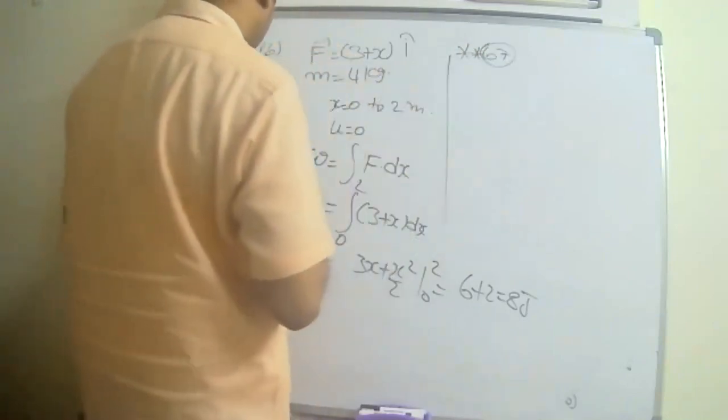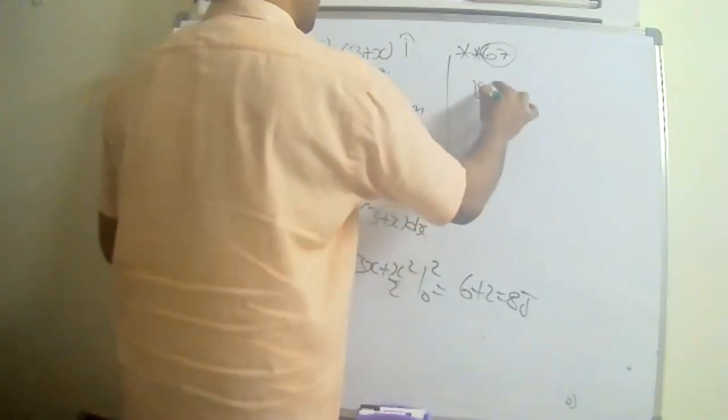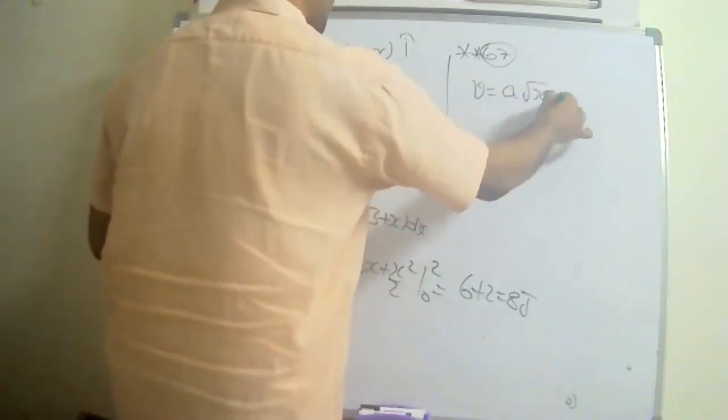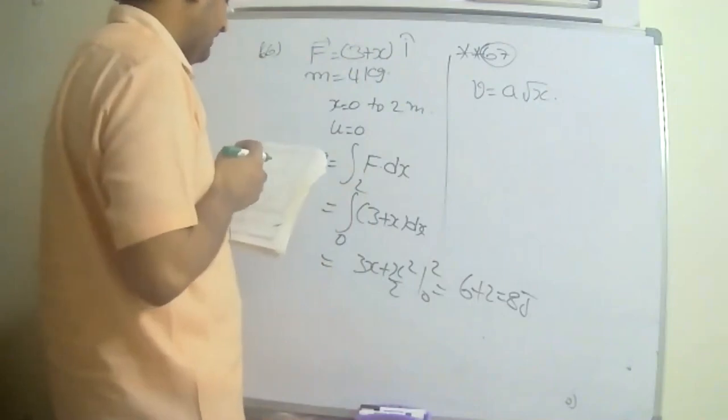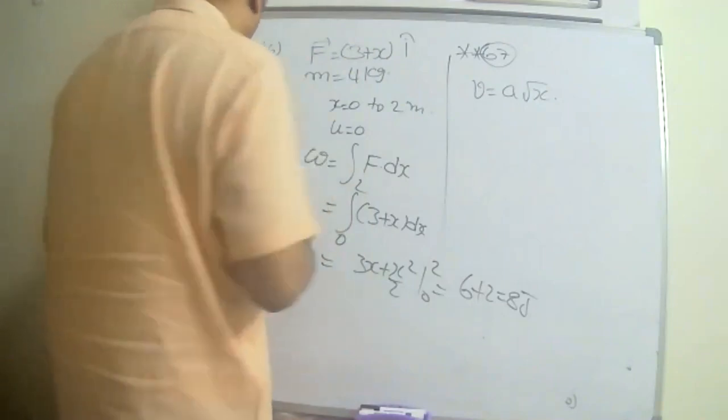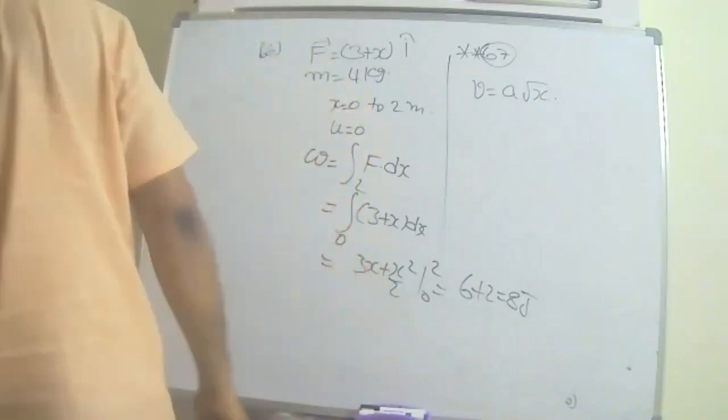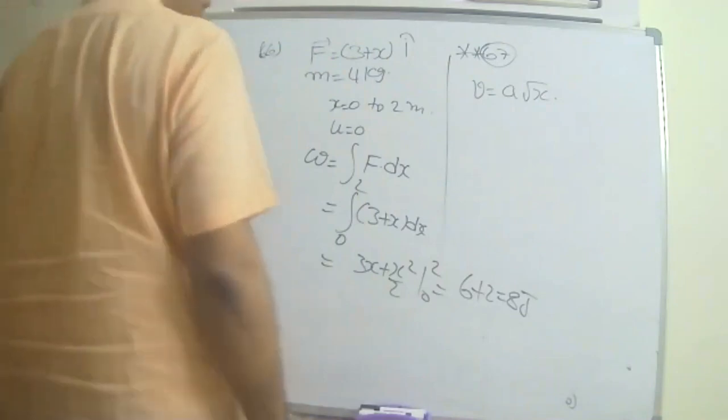A locomotive of mass m starts with a velocity v is equal to a root x. Here a is a constant, not acceleration. Find the work done by all the forces acting on the locomotive in the first t seconds. Work done is needed.